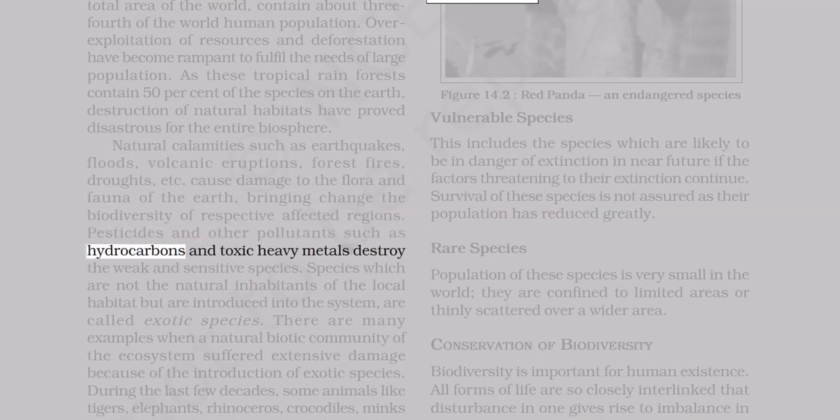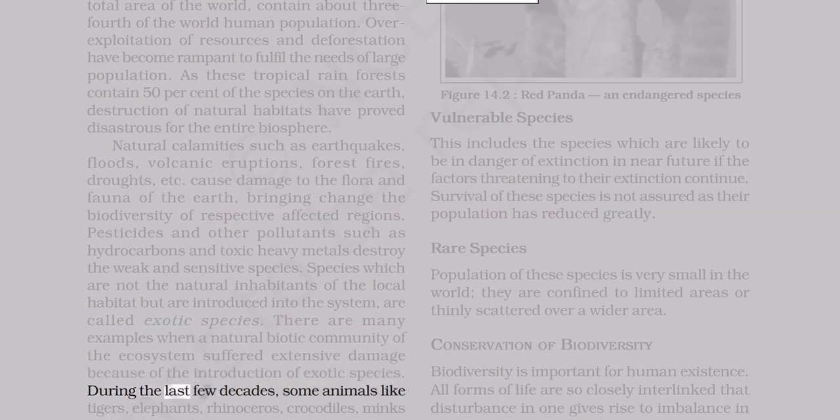Pesticides and other pollutants such as hydrocarbons and toxic heavy metals destroy the weak and sensitive species. Species which are not the natural inhabitants of the local habitat but are introduced into the system are called exotic species. There are many examples when a natural biotic community of the ecosystem suffered extensive damage because of the introduction of exotic species.